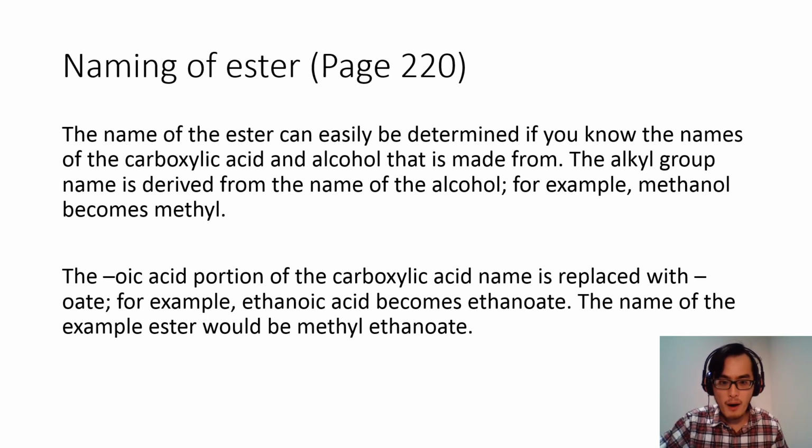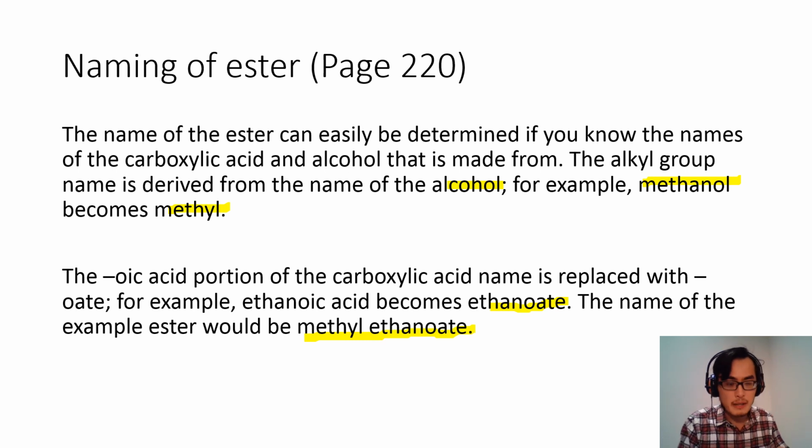So it says that the name of the ester can easily be determined if you know the names of the carboxylic acid and alcohol that it's made from. It says the alkyl group name is derived from the name of the alcohol. For example, methanol becomes methyl, or methyl, depending on how you pronounce it. And the -oic acid portion of the carboxylic acid name is replaced with -oate. For example, ethanoic acid becomes ethanoate. The name of the example ester would be methyl ethanoate.